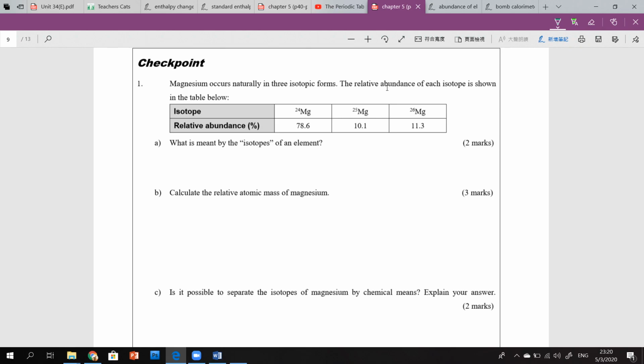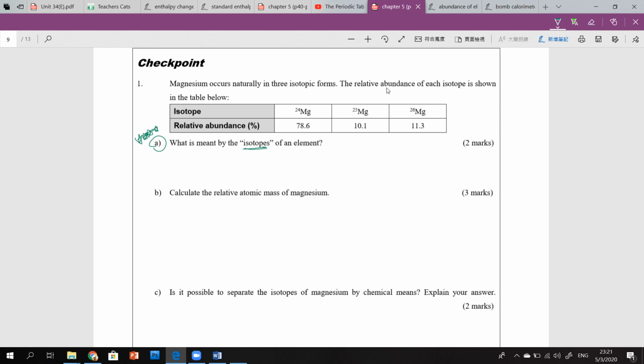Magnesium occurs naturally in three isotopic forms. The relative abundance of each of those isotopes is shown in the table below. So what does it mean by the isotopes of an element? Remember, this one is frequently assessed. No need to ask whether or not this will be assessed in this exam. A must for that.